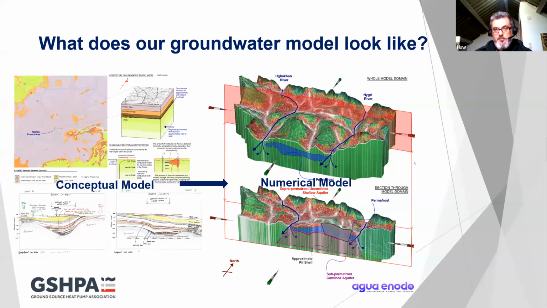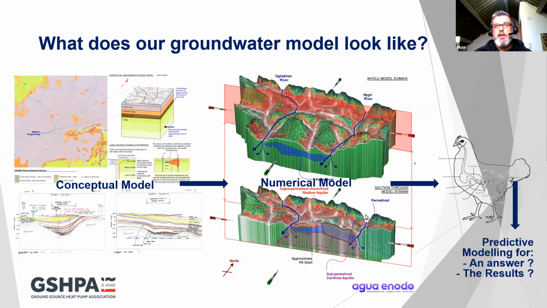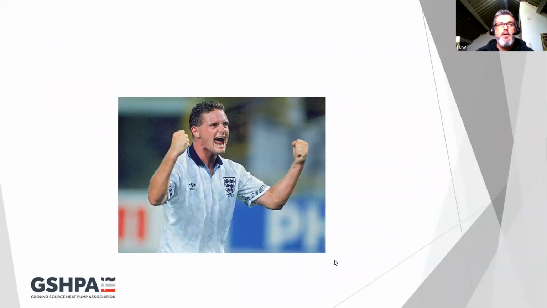We run through various modeling processes, calibration modeling, uncertainty analysis, to give us an understanding of the site that may or may not be better at predicting the future than reading the entrails of a disemboweled chicken, until we get something like predictive modeling that gives us an answer or the results. Unfortunately, anyone involved in predictive modeling will let you know that it's hopefully not as simple as that, and we do have some problems.